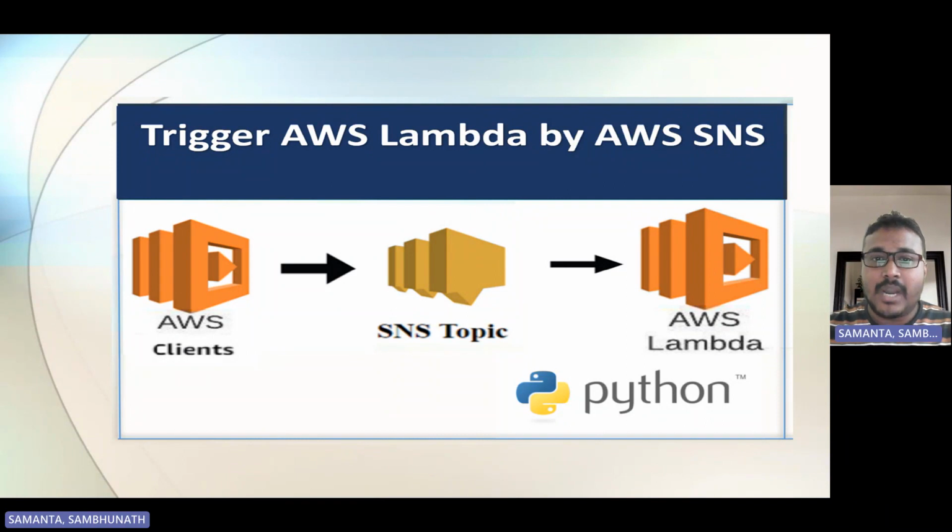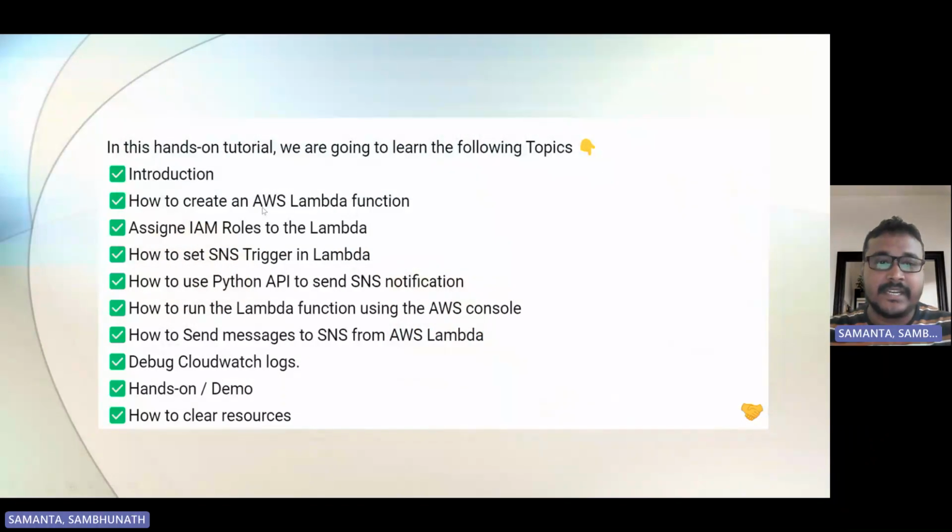Today I am going to show you how we can trigger a Lambda function by using SNS. In this session, I am going to cover these topics: how we can create a Lambda function from the AWS console, how we can assign the IAM role to that particular Lambda, how we can set the SNS trigger to that particular Lambda or an existing Lambda, how we can send the SNS notification to that particular topic by using the Python SDK API, and then how to run the Lambda function by using the AWS console.